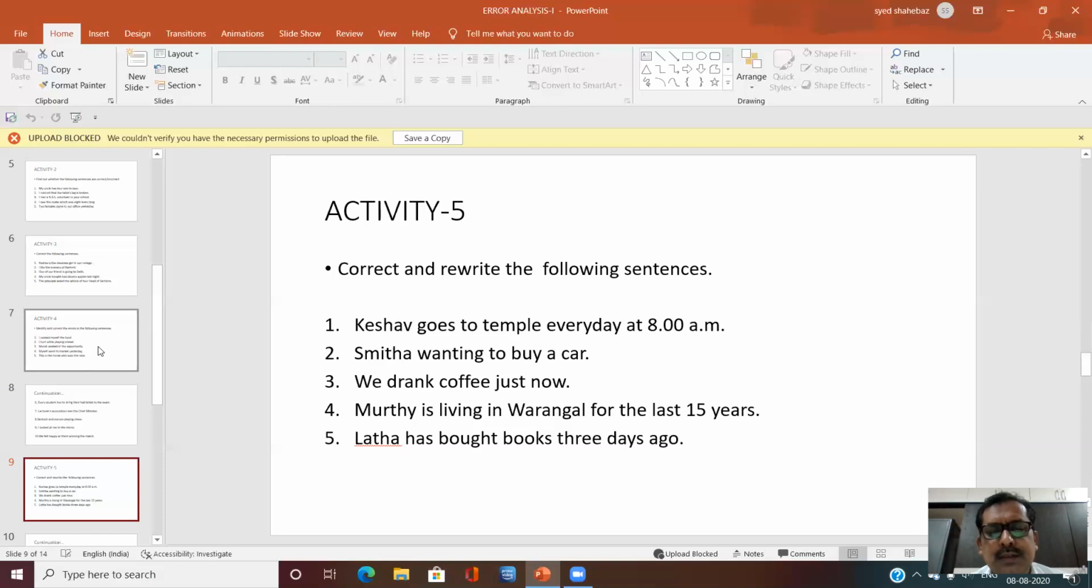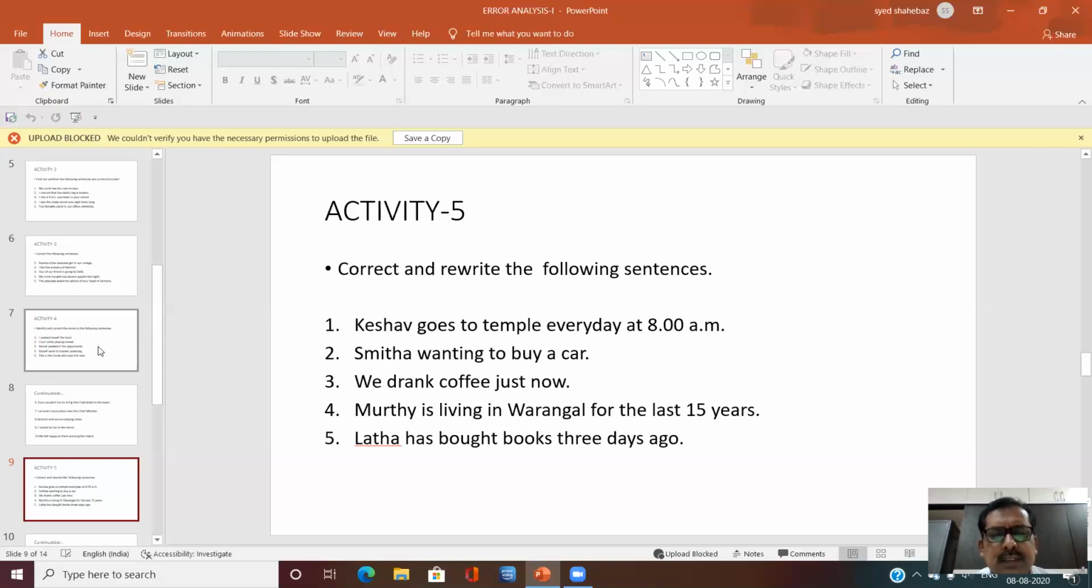Next sentence. Murthy is living in Warangal for the last 15 years. Here, not the present continuous tense, but the present perfect continuous. Murthy has been living in Warangal for the last 15 years.